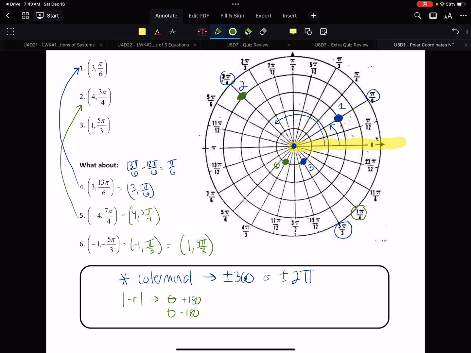They're all the exact same thing. Whatever way you do it, it's fine. It's going to get you there. You could graph with a negative angle, you can graph with a negative r, or you can make them all positive and have them between 0 and 360.